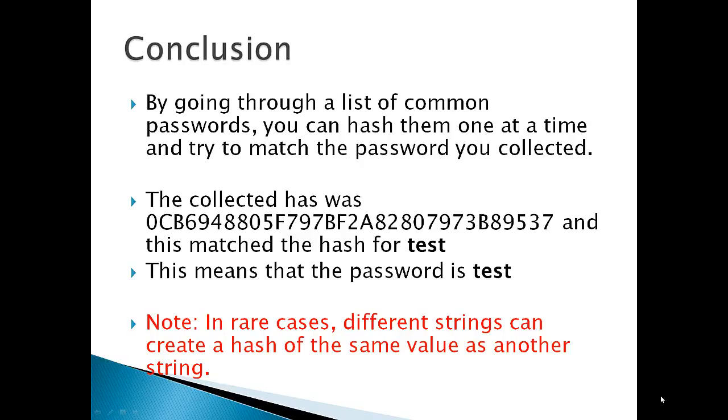Please note though, in rare cases, different strings can create a hash of the same value as another string. These are called hash collisions. If 2 different strings create the same hash, it's called a collision. And this happens every so often in computer science things such as hash tables.